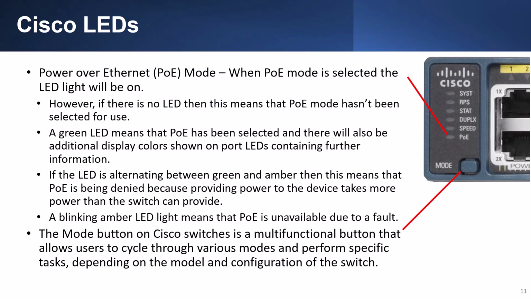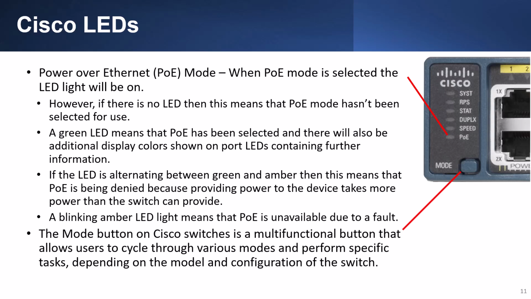Power over Ethernet, or PoE mode: when PoE mode is selected, the LED light will be on. However, if there's no LED, then this means that the PoE mode hasn't been selected for use. A green LED means that PoE has been selected, and there will also be additional display colors shown on the port LEDs containing further information.